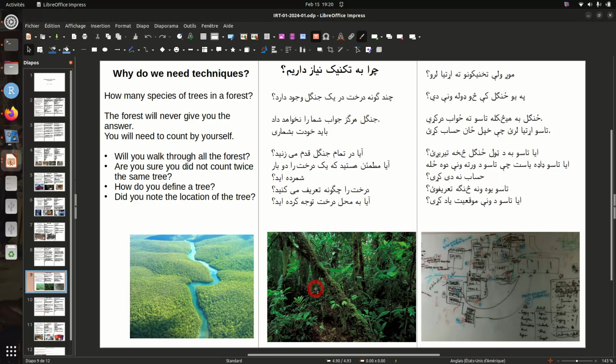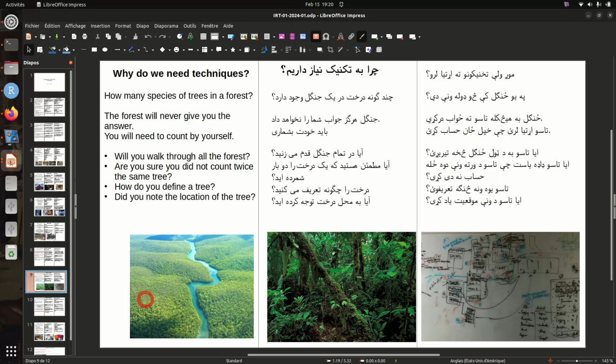And if you really want to go down to the basic question, what is a tree? Look at this picture here. Okay, this may look like a tree, but some trees in the forest are small. For instance, a bush. Is a bush a tree? Is a fallen tree a tree?